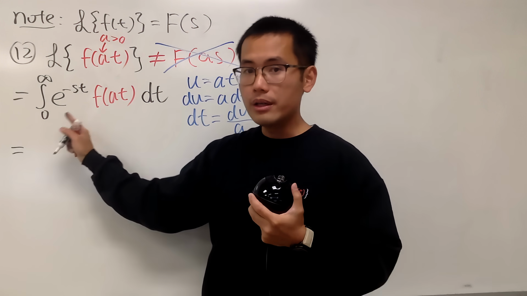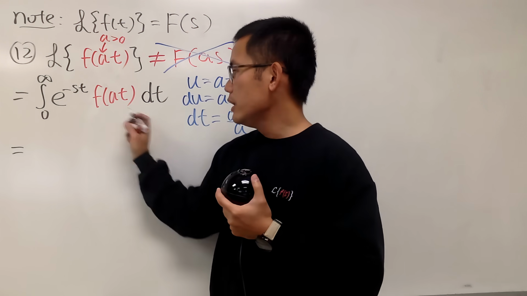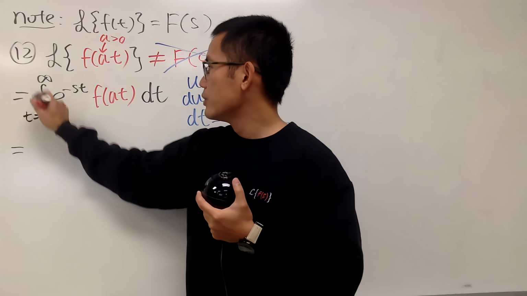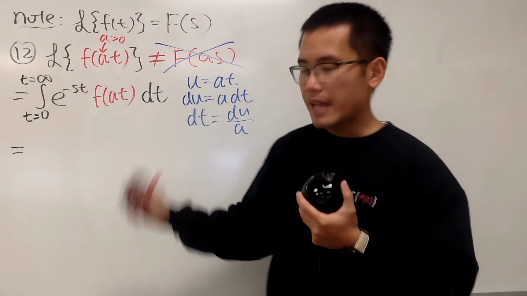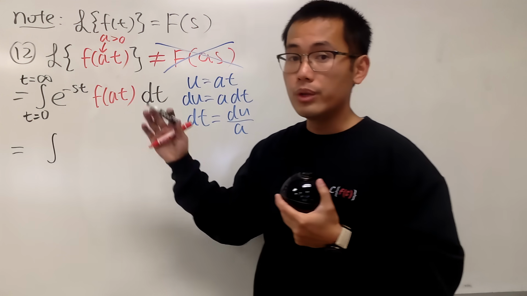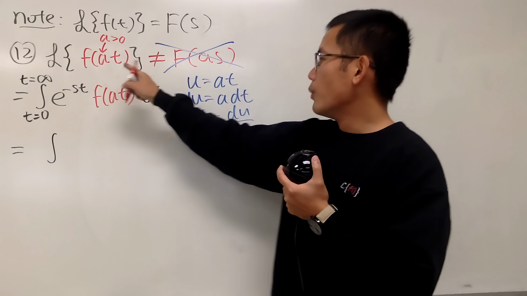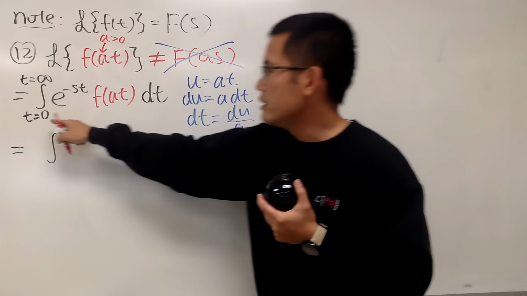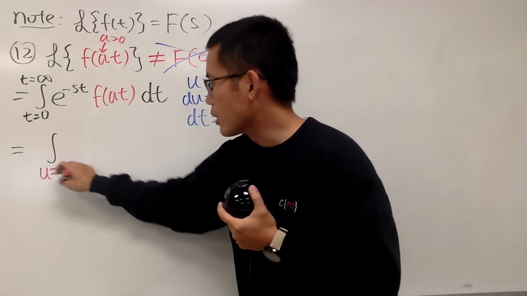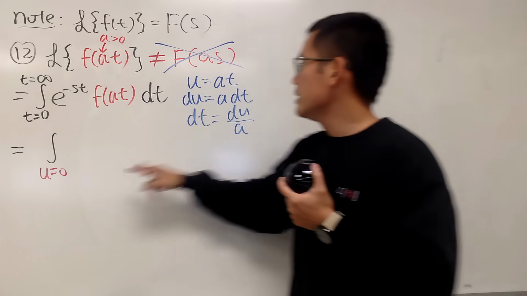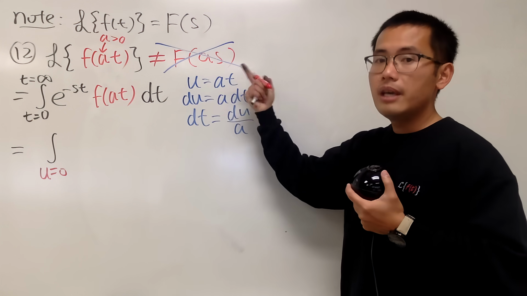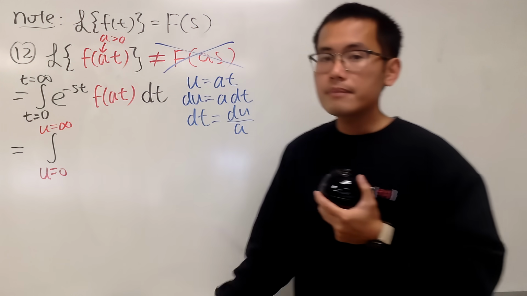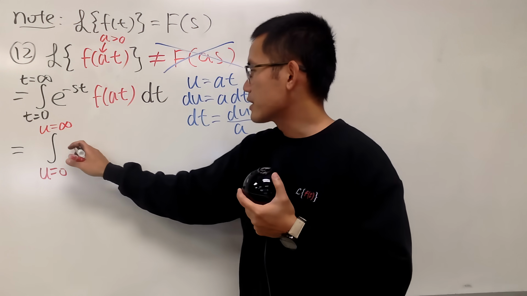All right, for our integral in the t world, it goes from 0 to infinity. So that means t goes from 0 to infinity. Now, let's go ahead and take this integral to the u world. Well, u is the same as at. A is positive. And when t is 0, we get u being 0. And when t is infinity, you put it here, a times infinity. A is positive, you get infinity. So that's pretty much it. And then you just continue.